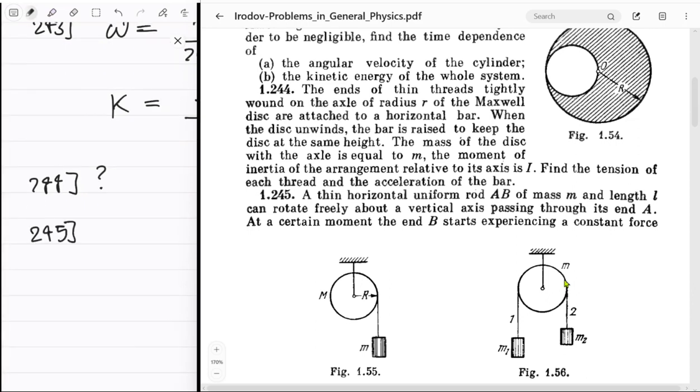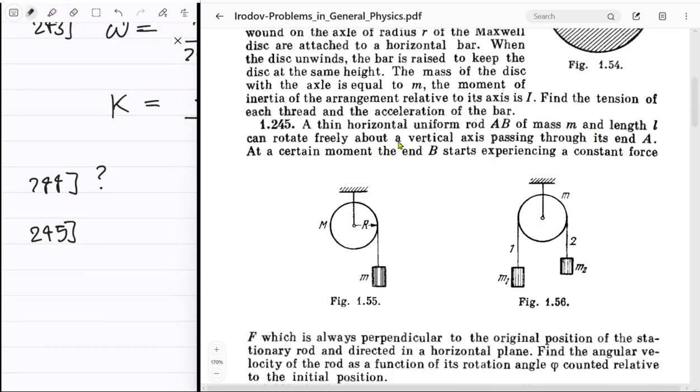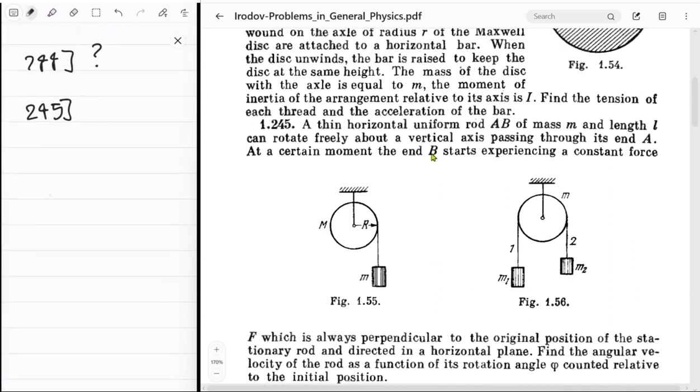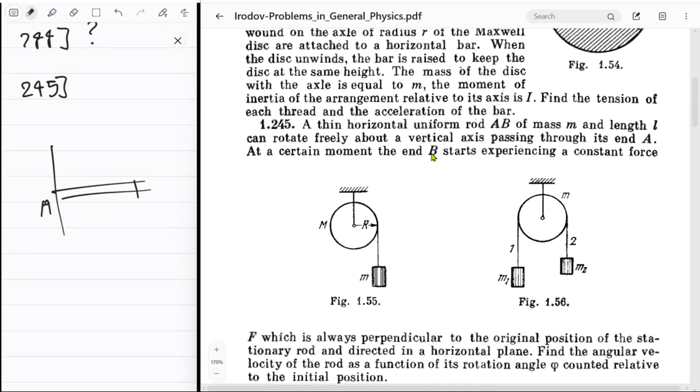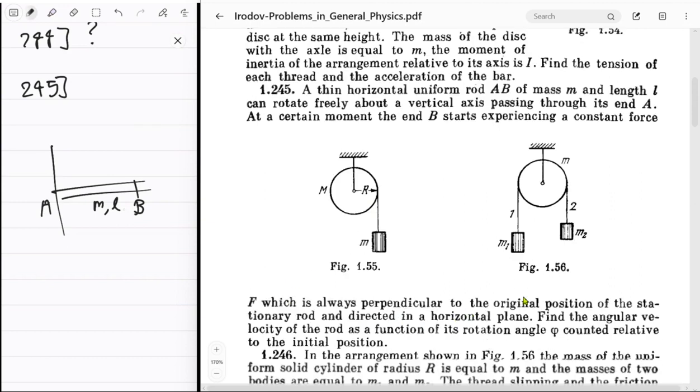245. A thin uniform rod AB of mass m and length L can rotate freely about a vertical axis passing through its end A, not ends. Okay, cool. So this end is A. It's a thin horizontal uniform rod AB, mass m, length L. Fine. What about it? At a certain moment the end B starts experiencing a constant force F, which is always perpendicular to the original position of the stationary rod.